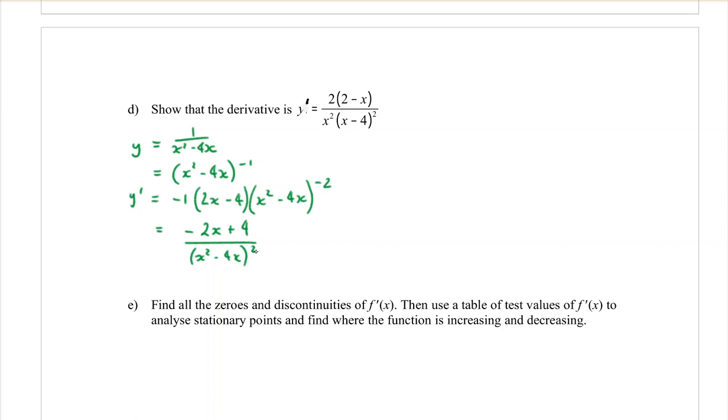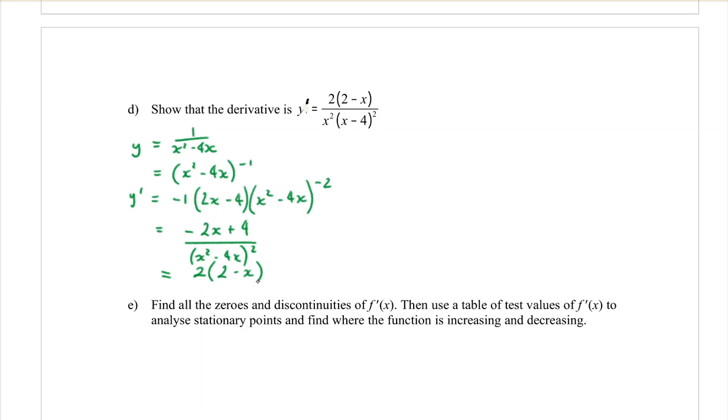Now, in part E, looking ahead here, it says to find all the zeros and discontinuities of my derivative. To do that, I need to have my numerator and my denominator factorized so that I can read off any points. Okay, so I'm going to keep going with my derivative here because I know I'm going to need that on my next section. So to factorize the top completely, I could bring out a 2, and that would give me minus x plus 2, or let's switch it because it will look better, 2 minus x.